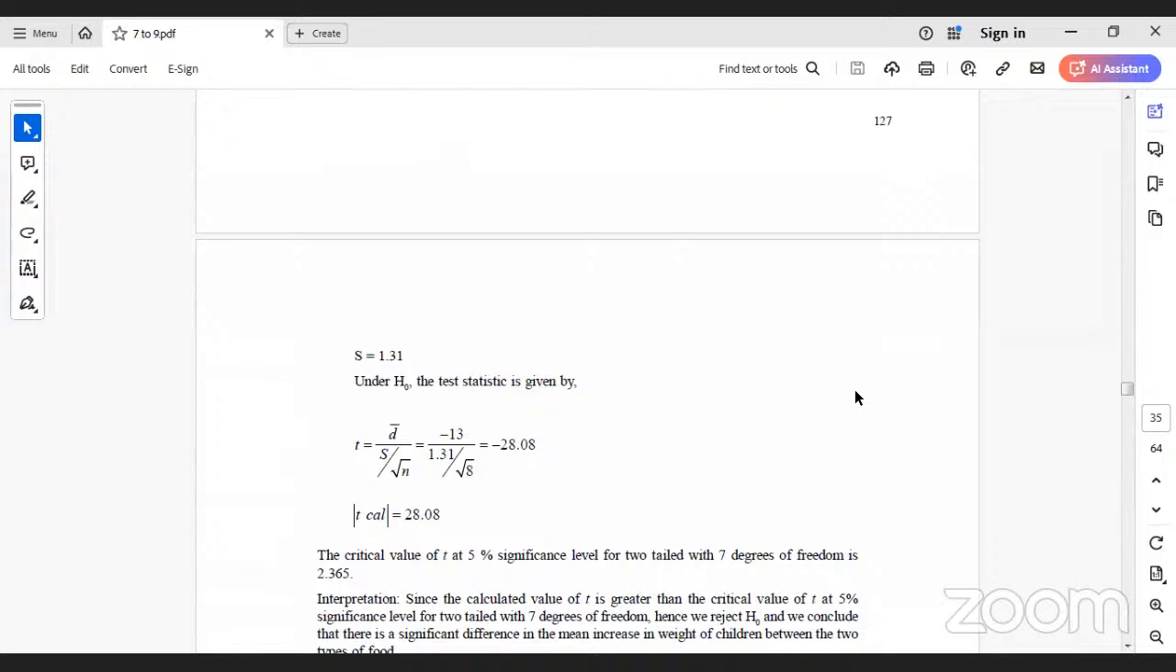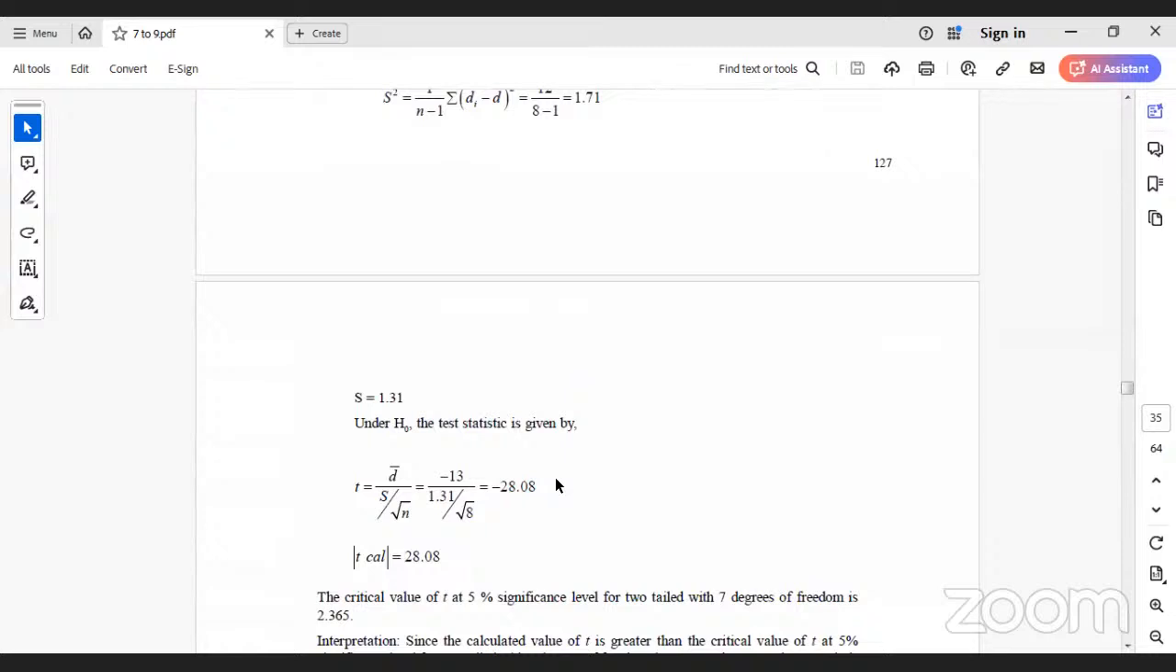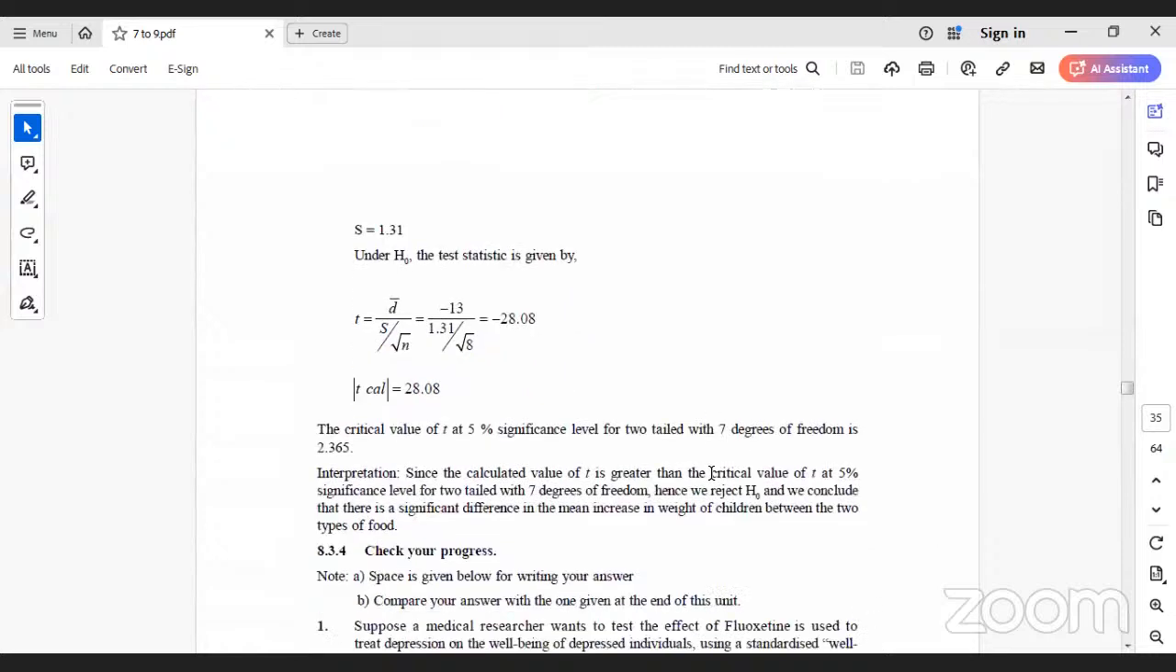So therefore, under H0 the test statistic is given by d bar divided by s by under root of n. Here d bar is equal to minus 13, so t is equal to minus 13 by 1.31 by under root of 8. That is equal to minus 28.08. So we can calculate the 28.08. The tabulated value at 7 degrees of freedom is 2.365.